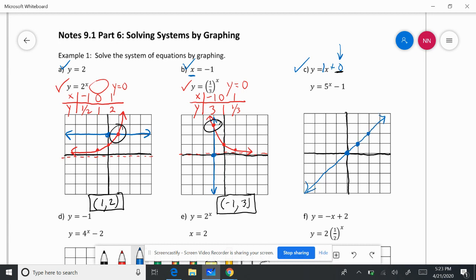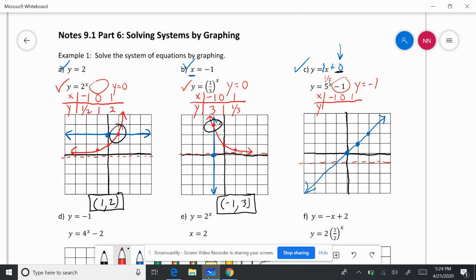Next thing I'm going to do is look at my exponential. I notice that I'm subtracting 1, so that tells me my horizontal asymptote is at -1. I'm going to use my same XY chart. I'm going to plug in -1, 0, and 1. When I plug in a -1, it flips it to 1/5.